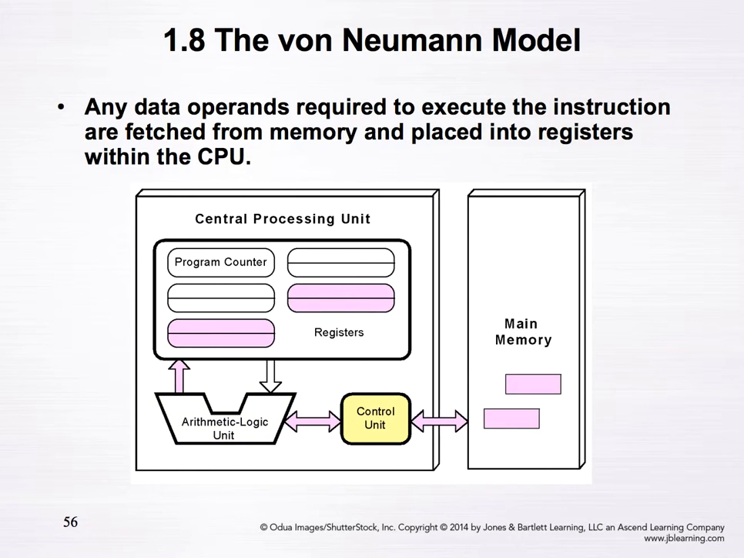Once the instruction is decoded, if the operation requires any data operand to execute the instruction, the operand will be fetched from the memory and placed into a register within the CPU. For example, for an addition operation, we need two operands, and the operands are read from the memory through the control unit and put into the register in the CPU.